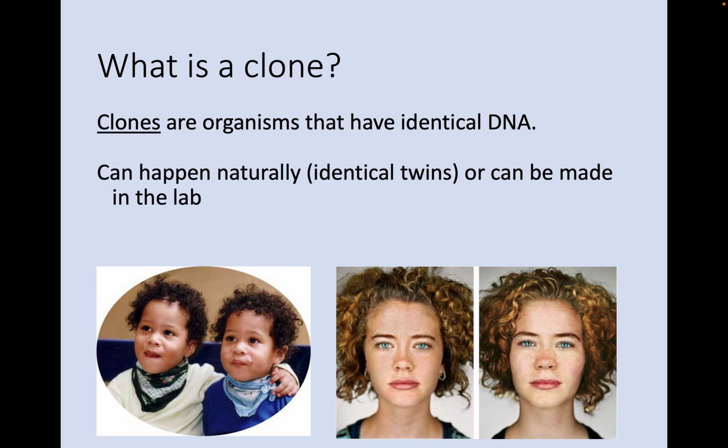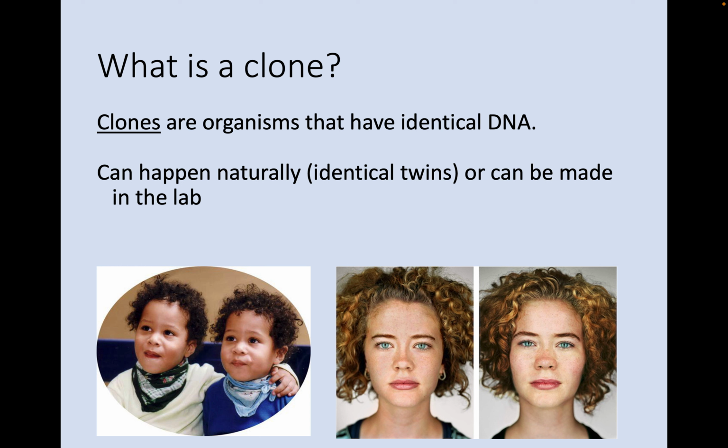Last up, clones. A clone has an identical DNA. The natural way to make clones is identical twins, because they are from the same egg and sperm that somehow split into two. So they have the exact same DNA. As for how identical twins become less identical as they get older, that's something separate. We'll see more about that later.